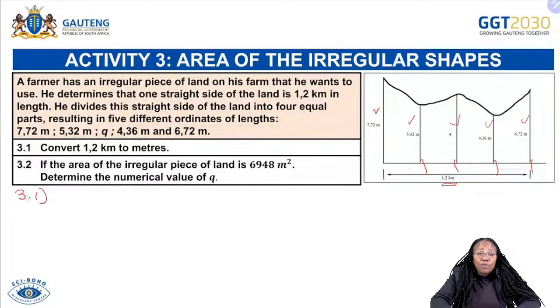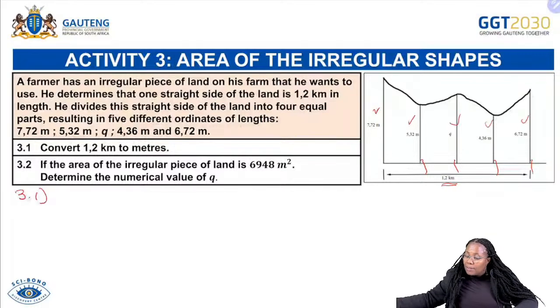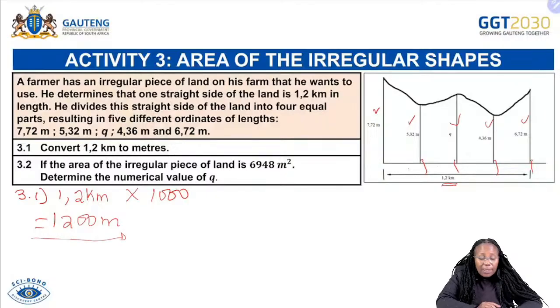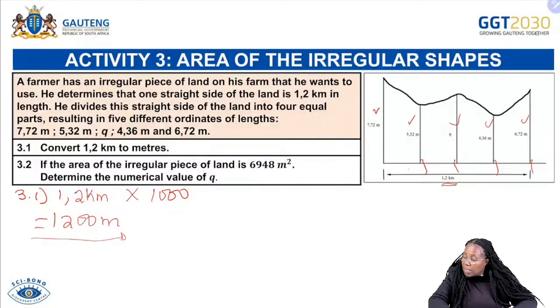Now the first activity, we need to convert. That means you must know your conversions also. We need to convert the 1.2 kilometers to meters. How do we do that, grade 12? You must multiply your 1.2 by 1,000, and then this will give you what? 1,200 what? Meters. Now those are the kilometers in meters.